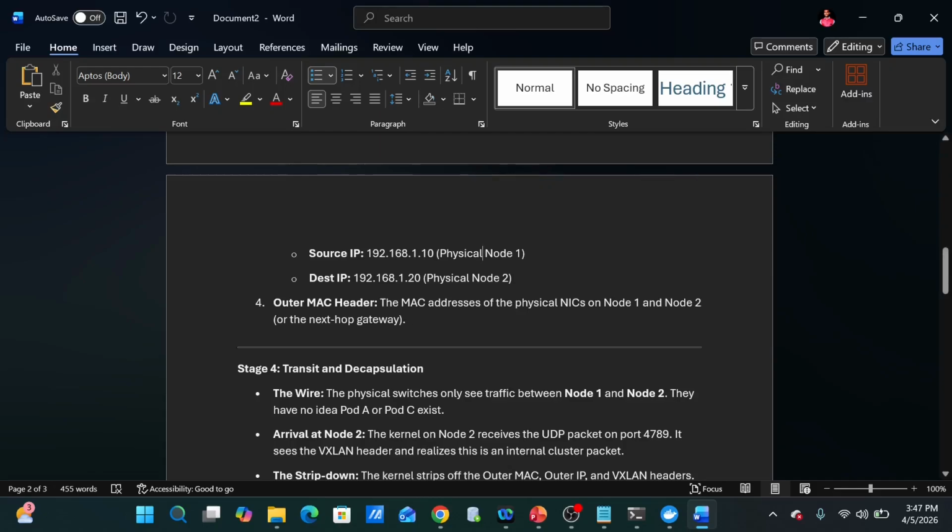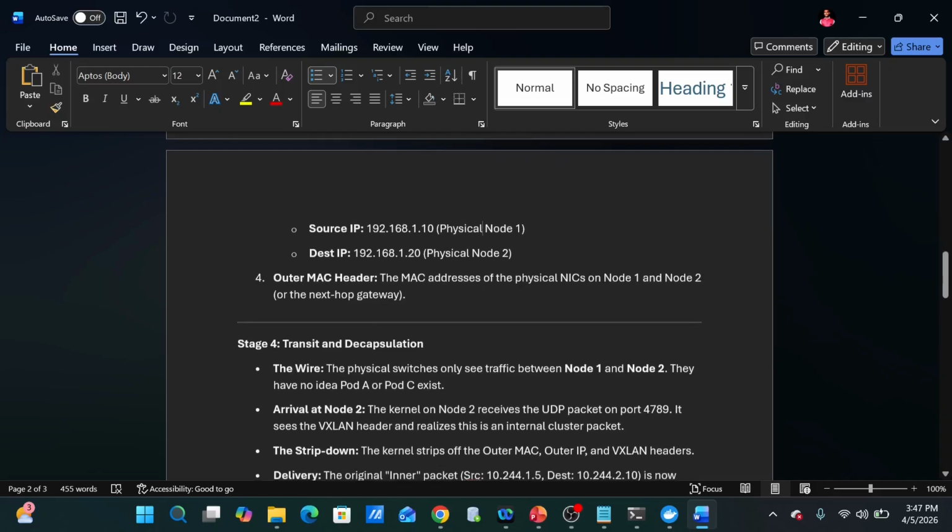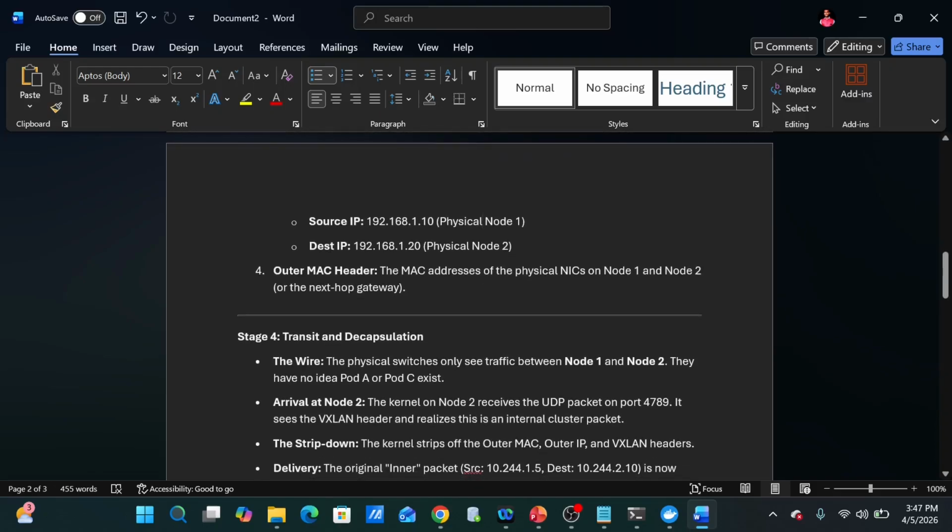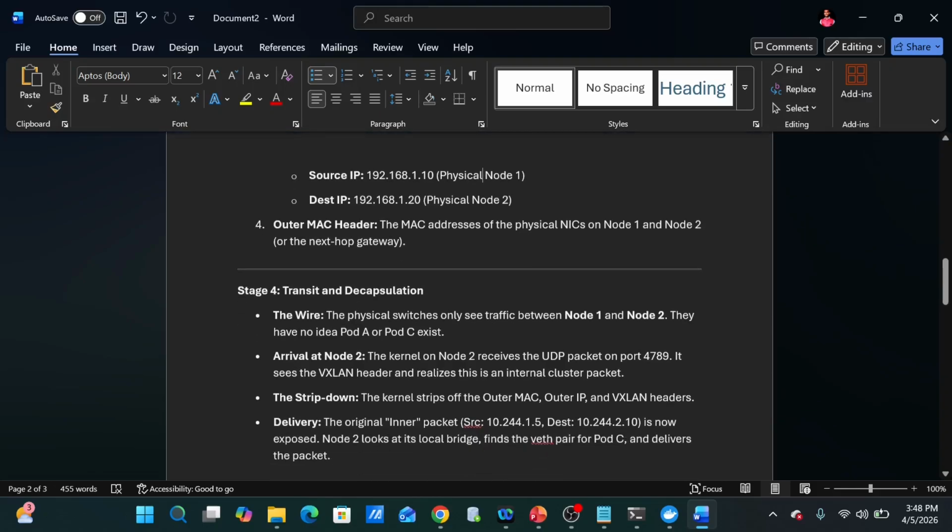Okay, so now we have the node 1, node 2 IP. So now the outer MAC address. Okay, so the MAC address of the physical NIC on node 1. If it's a virtual NIC, then we also have a MAC address. So don't go into that, just think it's a NIC, physical or virtual. Here I have just taken the example of a physical NIC. So here it's a physical NIC in node 1 and node 2, and so are the next hop gateway.